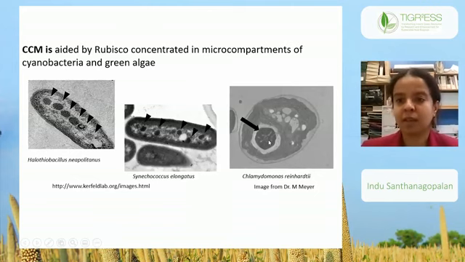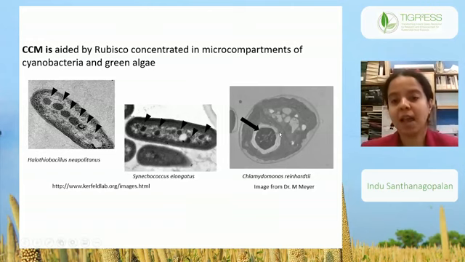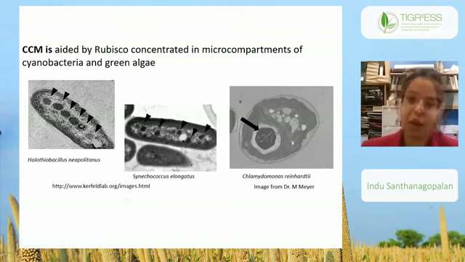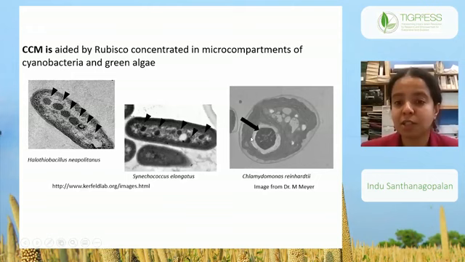On the right is an EM image of Chlamydomonas reinhardtii, the model organism that I study. It's a unicellular green alga. And the arrow points towards a pyrenoid, the organelle, which is essentially a concentrated mass of rubisco, which is where the carbon dioxide is delivered. And this concentrated mass is called the pyrenoid, which is the seat of carbon concentration mechanism in the green alga.